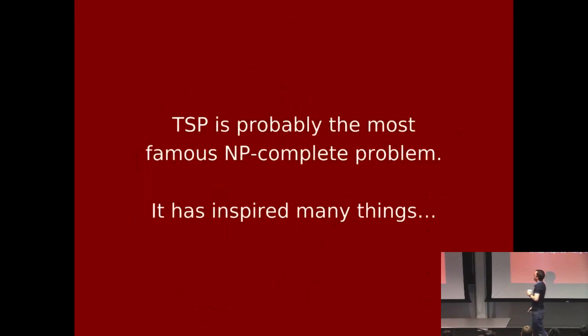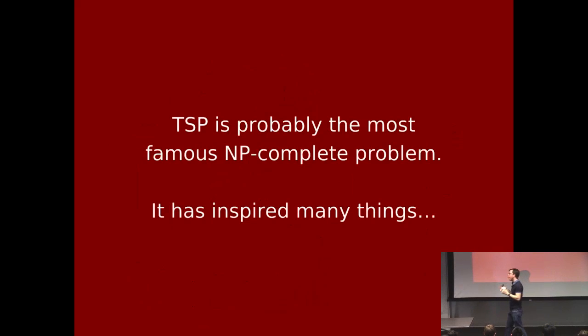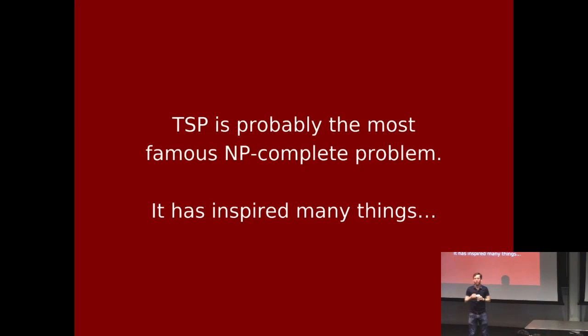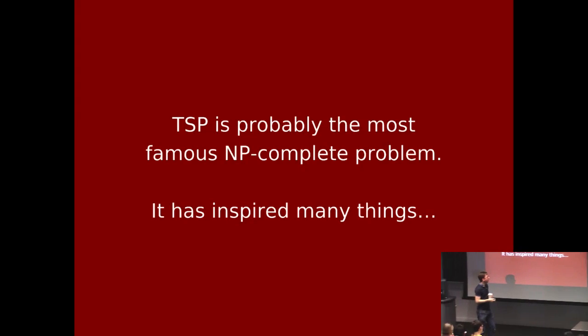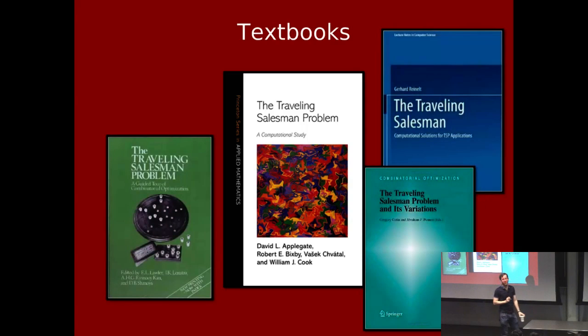OK. So TSP is actually probably the most famous NP-complete problem. If you read a newspaper article about theoretical computer science, and they're trying to implicitly tell the reader about NP-completeness without exactly saying it, they'll probably talk about TSP. Because that's inspired many things. For example, textbooks. This is a well-known textbook called The Traveling Salesman Problem. It's literally a whole textbook just about TSP. Actually, there are many textbooks that are just about TSP. Here are 4 textbooks that are just about TSP.